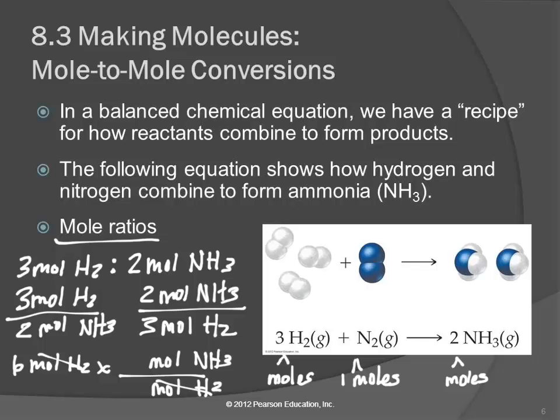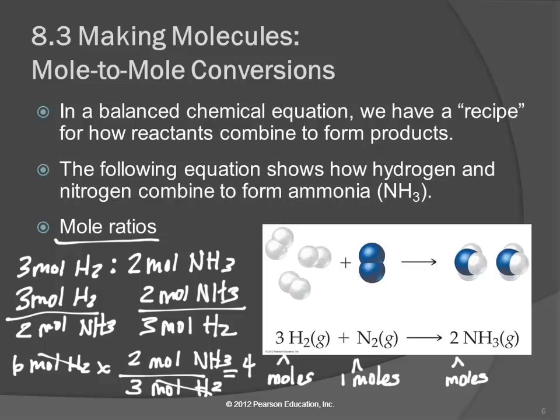If we hadn't already written out the ratios up here, we could just go look at the balanced chemical equation. There's a 3 in front of the hydrogen, so we put 3 in front of moles of hydrogen. There's a 2 in front of ammonia, so we put a 2 over here. 2 moles of ammonia for every 3 moles of hydrogen. And we do the math, and we end up with 4 moles of ammonia.